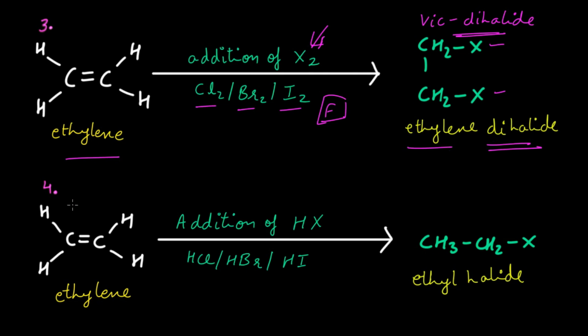Now look at the fourth reaction. This reaction is a little bit important because it follows a certain rule. First, when ethylene is treated with a halogen acid like HCl, HBr, HI, you get ethyl halide. Now this reaction is simple. Why? Because ethylene is a symmetrical molecule.